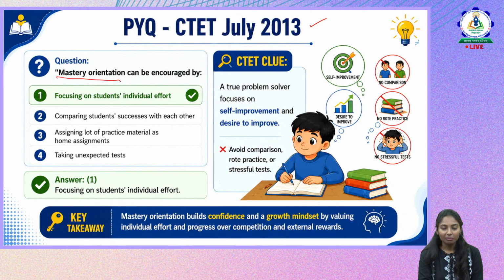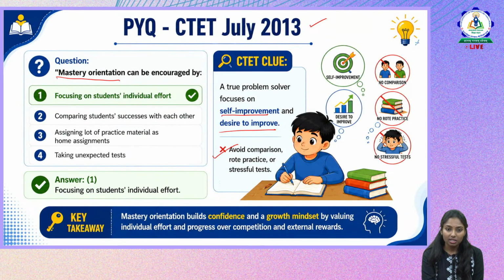So mastery orientation is nothing but how you can improve yourself and your desire to improve. That is the major trait of a problem solver. Okay, a true problem solver focuses on self-improvement and desire to improve. And the major thing is he should not compare himself and his own development to the people around him, and he should not stress himself. See, avoid comparison and rote practice. So this is about mastery orientation, where you try to improve yourself and your desire to improve and work will be high. That is mastery orientation.